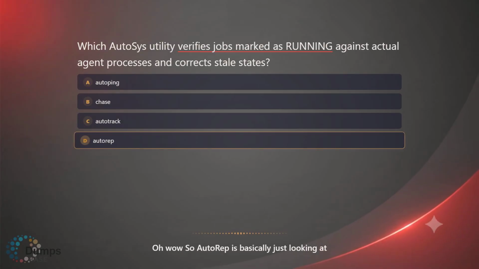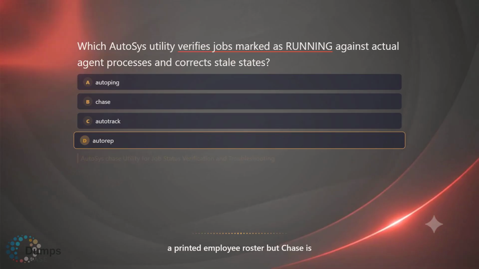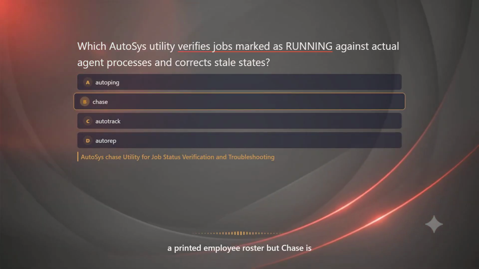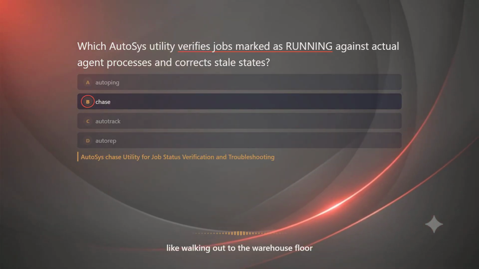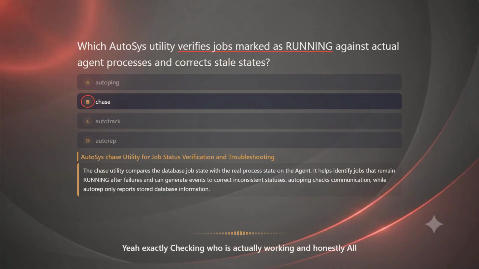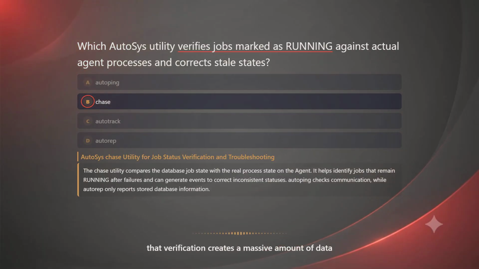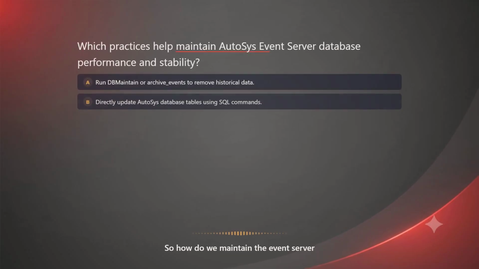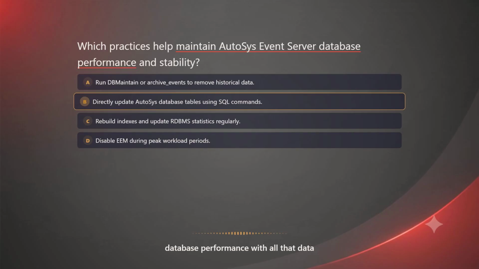Oh, wow. So AutoRep is basically just looking at a printed employee roster, but Chase is like walking out to the warehouse floor and doing a physical roll call at the desks. Yeah, exactly. Checking who is actually working. And honestly, all that verification creates a massive amount of data. So how do we maintain the event server database performance with all that data?